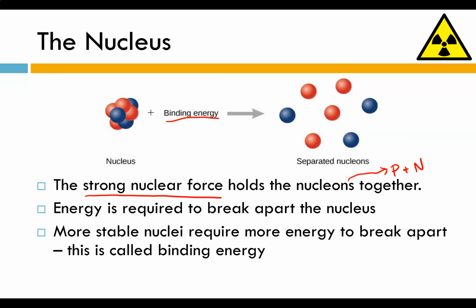Nuclei that are more stable require more energy to break apart. Hopefully that makes sense. If you've got something that is very, very stable, you're going to have to pump in a lot of energy to split it into its nucleons. If you have a rather unstable nucleus, it requires less energy to break apart. Just a little bit of background on the nucleus.